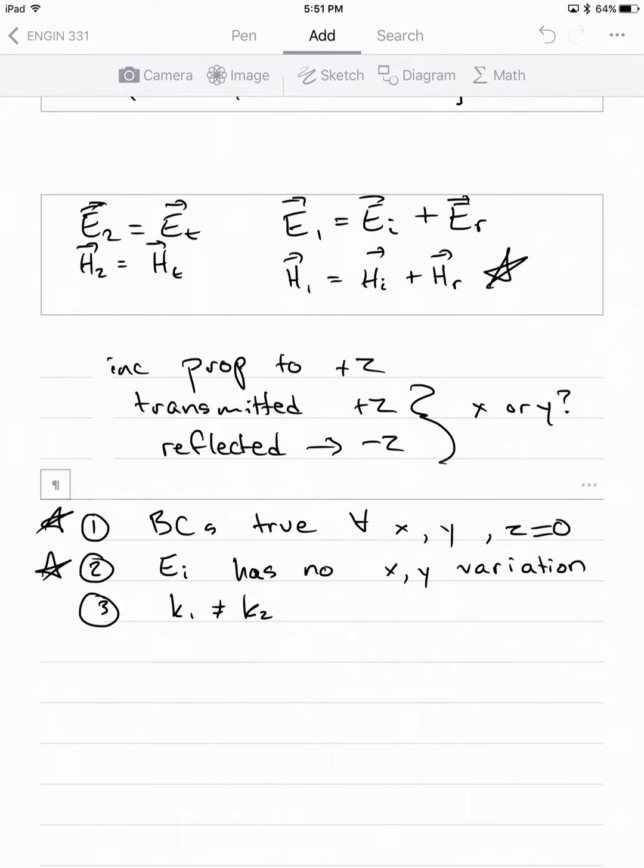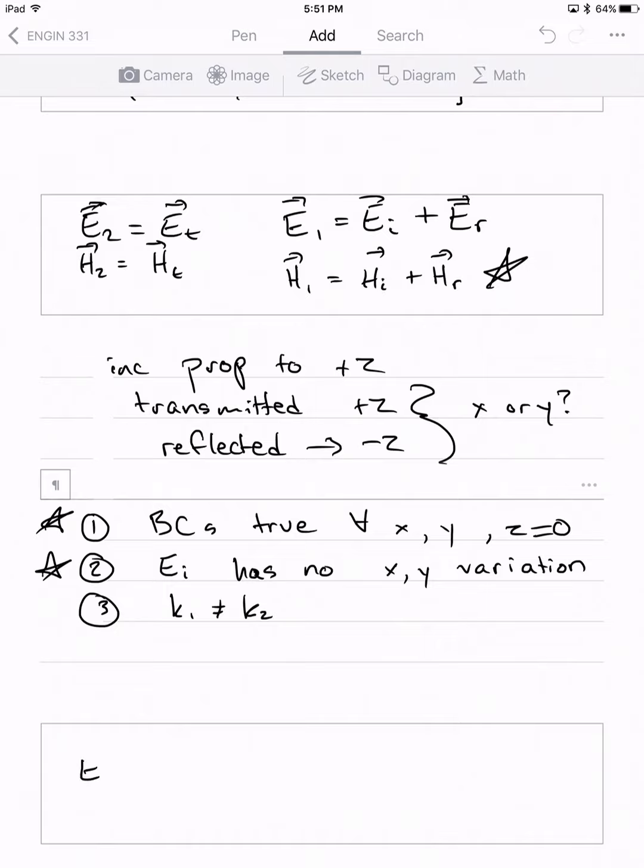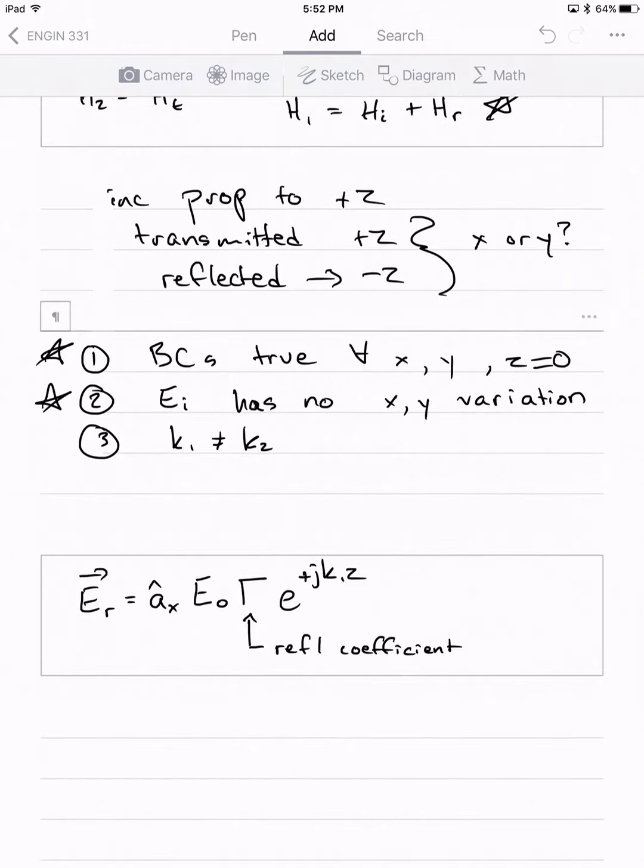E sub i has no x and y variation, so in order to make those equations work out, we can't have x and y variation in E sub r or E sub t either. Meaning that E sub r is also going to be x-directed, and it's going to have some amplitude that we're going to give by E naught. That's the amplitude of the incident wave, times gamma, which is a constant that we're going to call the reflection coefficient, times e to the plus j k1 z, because it's going in the minus z direction.